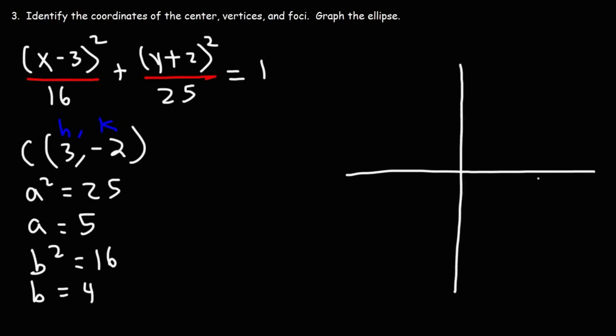So first, let's plot the center, which is 3, negative 2. So we're going to travel 3 units to the right, and we're going to travel down 2 units. So there is the center. Now, a is 5, and a is associated with the y variable. So from the center, we're going to go up 5 units. Right now, we're at a y value of negative 2, so we're going to stop at 3. And then we're going to go down 5 units.